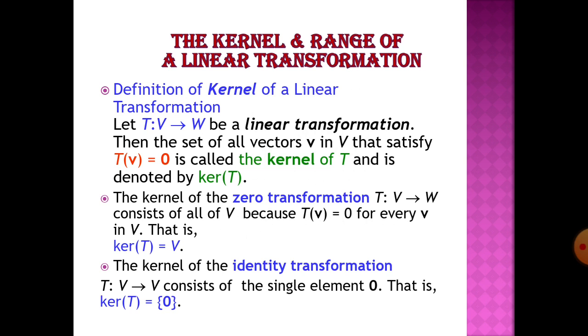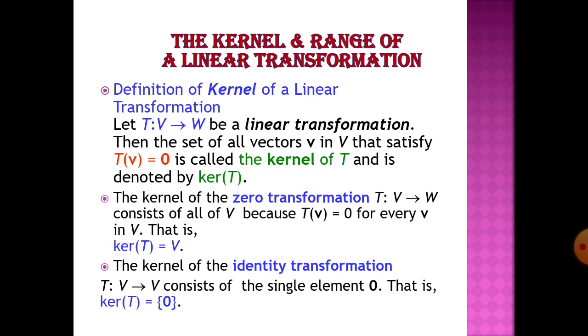Next thing is the kernel of the zero transformation. The linear transformation T, a function from V to W, consists of all of V, because T of v equals 0 for every v in the domain V. That means the kernel of the zero transformation, that is the kernel of T, is equal to the domain set V.